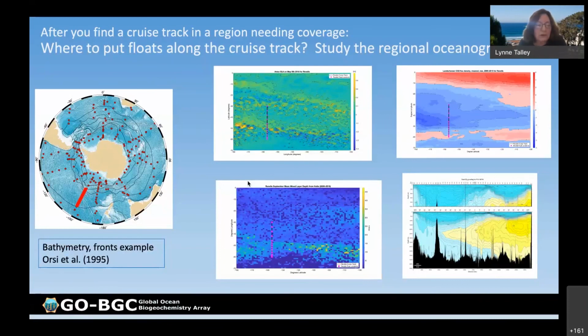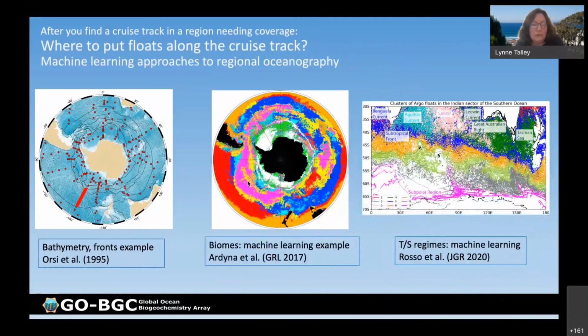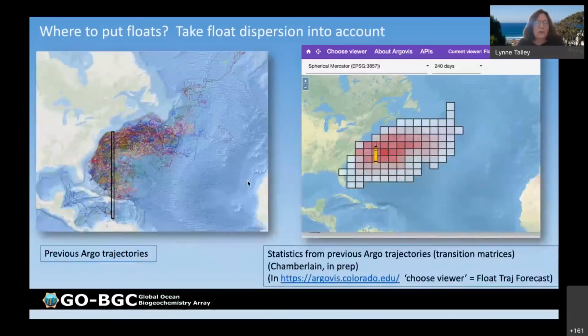You may want to look at the bathymetry. Where are the fronts usually found? You can go to machine learning approaches using biomes or TS regimes coming from satellite or Argo data. Use whatever you can get your hands on to figure out where you need floats, because you're not putting a lot in. You may be covering 4 or 5 essential regimes in a given cruise. Look for that. You can also then look at, well, where are the floats going to go if I stick them in here? This is an example from our recent GO-BGC deployment in the Western North Atlantic. You can just use existing Argo trajectories to see where they would disperse to, possibly, if they go through your box.